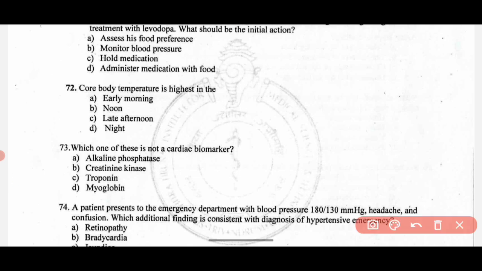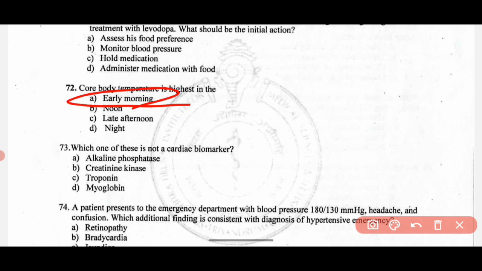There are 4 options given here: early morning, noon, late afternoon, night. First you should know the meaning of core body temperature. Core body temperature is nothing but the temperature of the internal organs, for example liver, blood. All internal organs' temperature is collectively called core temperature.